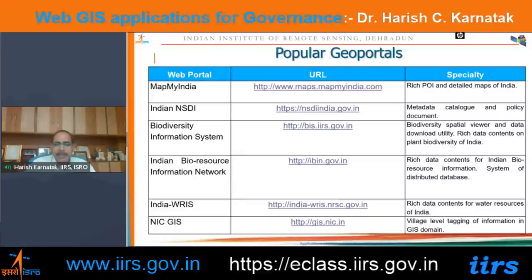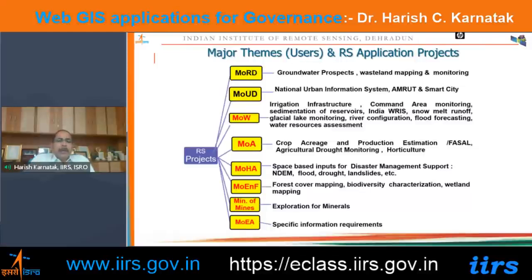And similarly for NIC, they have village-level tagging of information in the GIS domain in their Bharat Maps, and these maps are available in the public domain. Now, if you talk about governance, the majority of government projects are using these data sets in their day-to-day activities. Some of the major projects are highlighted here.